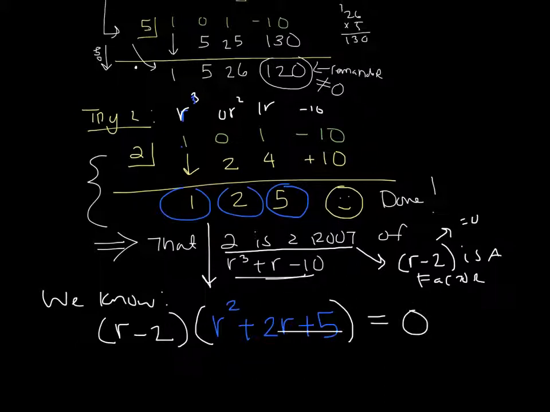Whoops, didn't want to do that. Okay, let me write it again. Sorry about that. What did we have? r squared plus 2r plus 5.